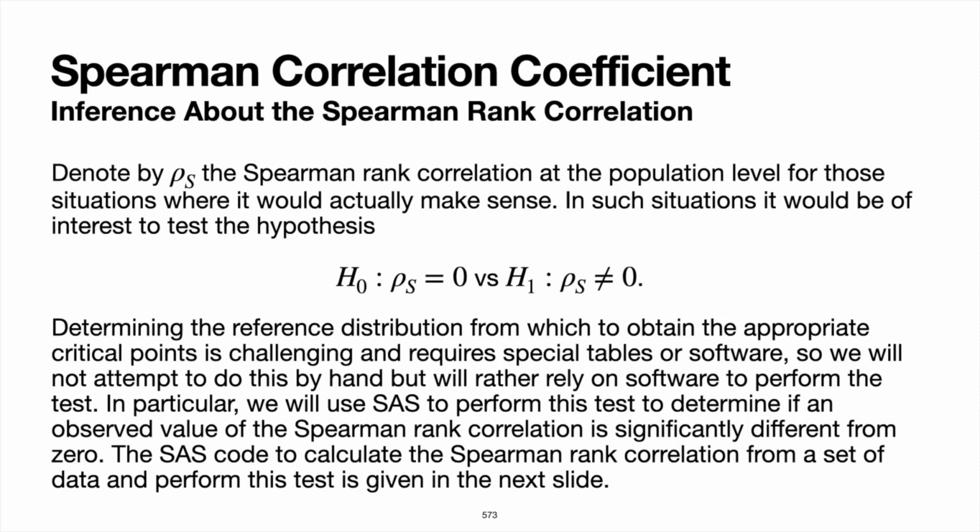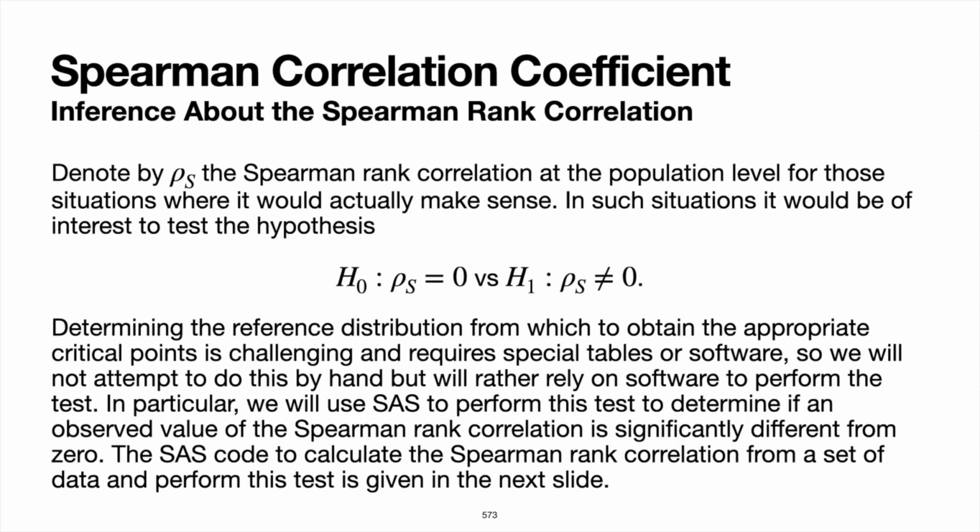And so for the purposes of this class, we're not going to try to do this by hand. We don't have the special tables available to us, and those are becoming a bit dated anyway. Typically, people would use specialized software for this. And so when we actually want to test a hypothesis about a population Spearman correlation coefficient, that's what we're going to do. That's going to be our approach. I'm not going to expect you to test a hypothesis by hand about a population Spearman correlation.